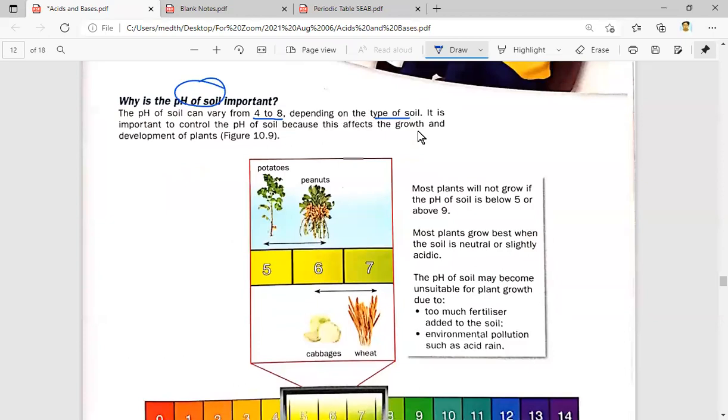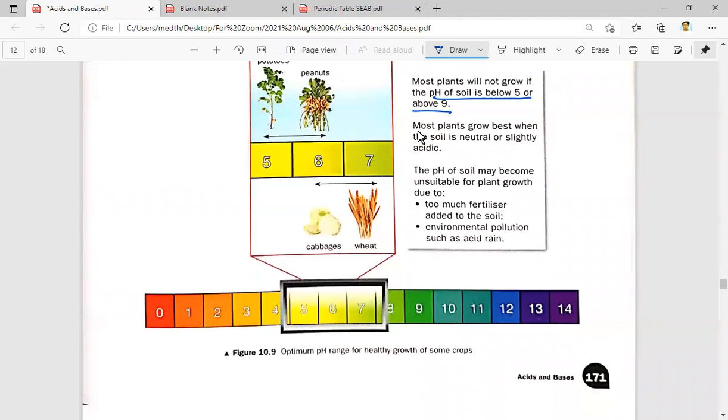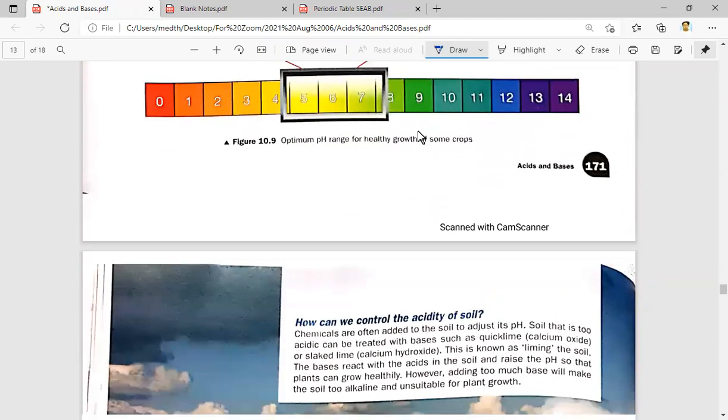Now, that's why it's important. Different plants grow in different soil pH, so we need to make sure that we can adjust to the best for them. Do take note, most plants will not grow if the pH of the soil is below 5 or above 9. And why it can be unsuitable, sometimes because you add too much fertilizers, or sometimes it can be caused by the acid rain. So what should we do to adjust the pH of the soil?